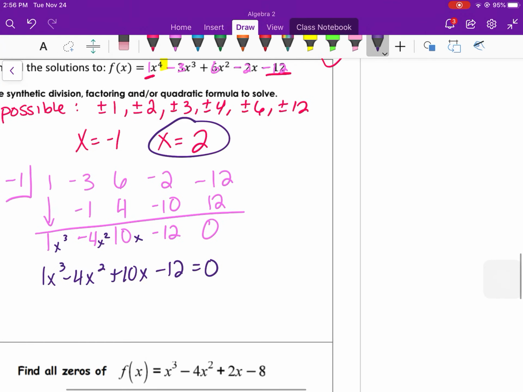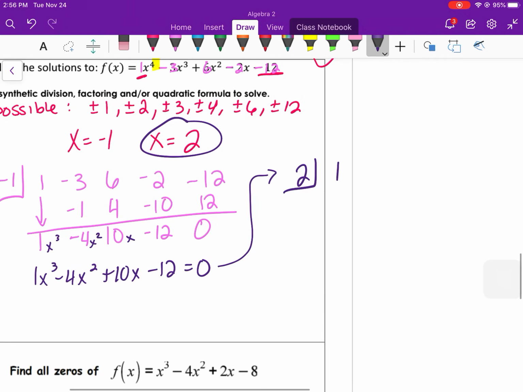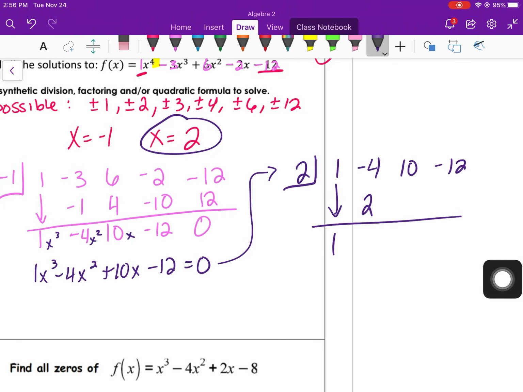But I do have another solution, x equals 2. So I'm going to take this and plug it in again. So I'm going to take the new coefficients: the 1, the -4, the 10, and the -12. And I'm going to apply synthetic division one more time with the 2, with the other answer. So 2 times 1 is 2. Add, multiply, add, multiply, and we get down to a quadratic now.